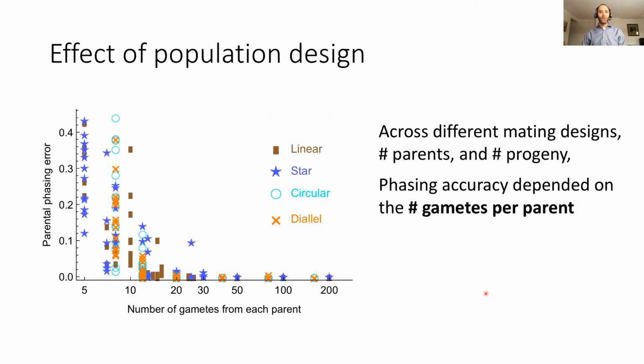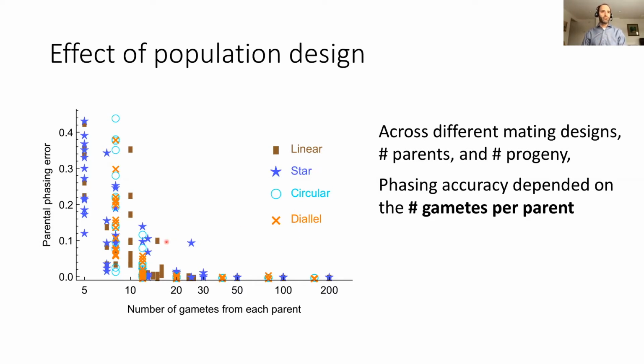All right, what about how you want to design your partial diallel? It doesn't make a difference in terms of the outcomes. What you see here is a complicated set of points, but the goal is to show you that across a wide range of designs, and what you see here is a linear mating design and a star mating design. Star is where you have one parent that's mated to a bunch of other parents, which would be similar to a nested mating design like you see in these inbred diploid designs.